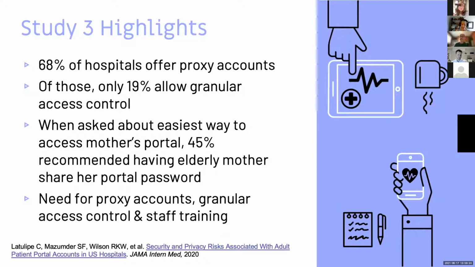So what all of this suggests is that, you know, these systems need to actually provide proxy accounts. They need to make them easy to set up. They need to make sure that there's granular access control, because if I'm going to give somebody a proxy account, I may not want them to see everything. And they also need to make sure that staff are appropriately trained with respect to issues around password sharing.